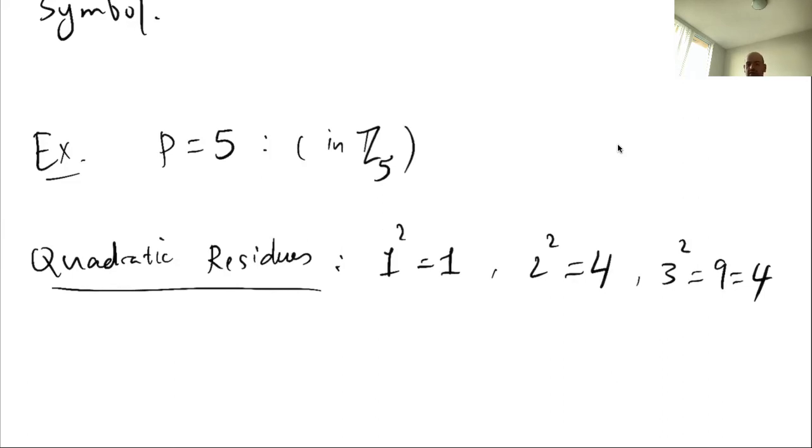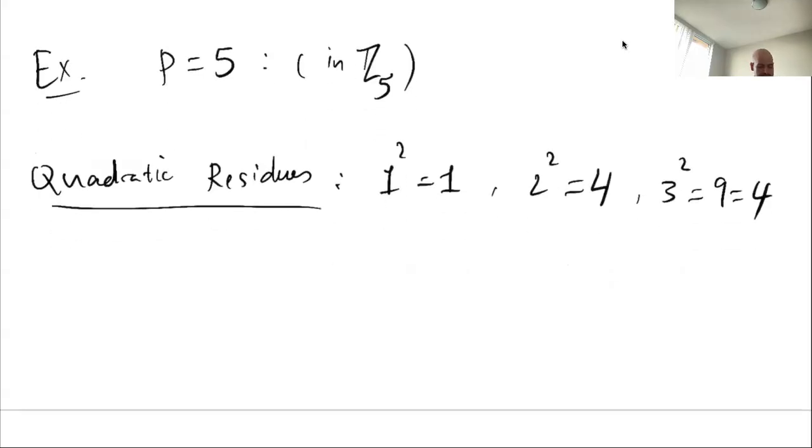Remember, we said when our universe is Z5, every calculation is done mod 5. So every equality means equality in Z5, which means basically congruence mod 5. So 9 and 4 are equal in Z5, or mod 5 in other words, because 9 minus 4 is divisible by 5.